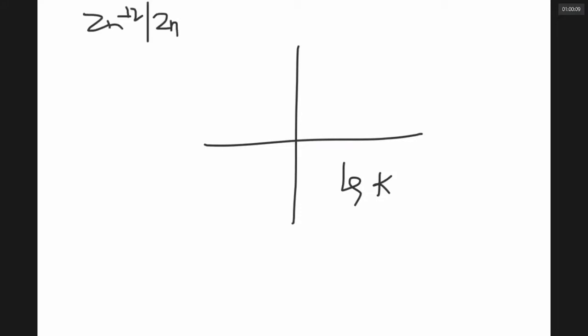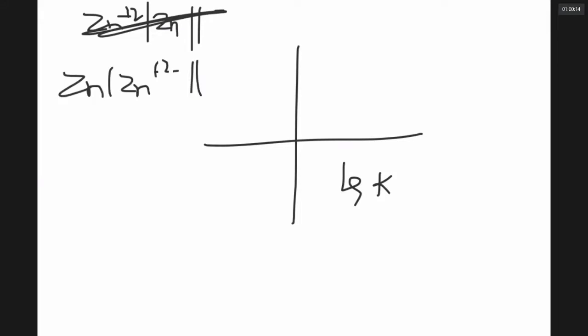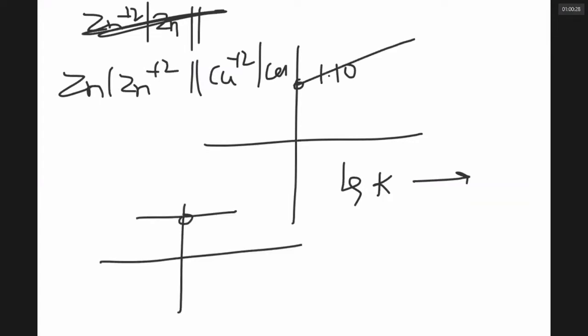Here I have to explain one point. Sir, on the x-axis I have taken log K. And it is our Daniel cell, that is Zn by Zn +2 salt bridge, copper +2 by copper. The voltage is 1.1. Sir, if I am increasing the log K value, what happens to the voltage? Will it increase, or will it remain constant, or will it decrease, or will it become like this? What is the answer, sir?